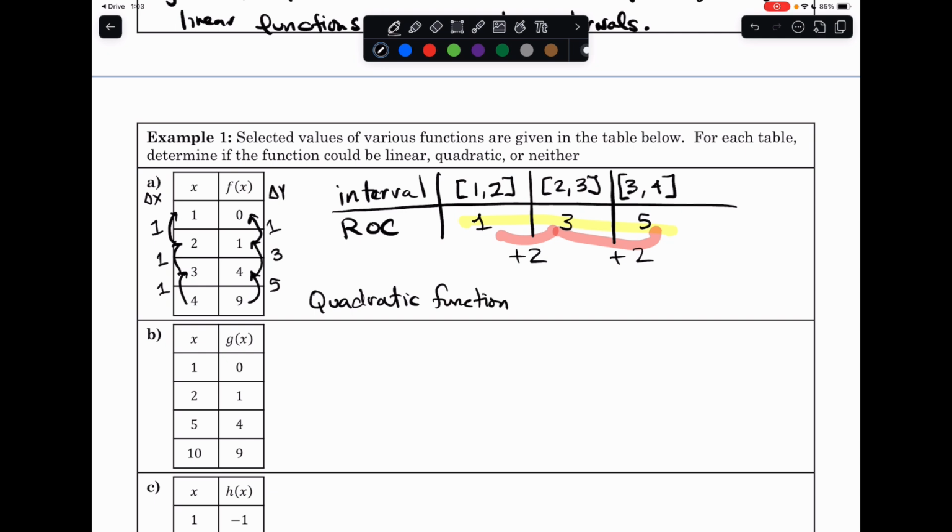And the reason for that is because, this is my symbol for because, again, because your average rate of change increases by a constant. Okay? Because it's changing by the same value.